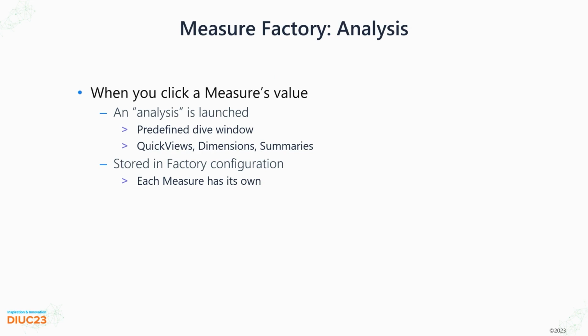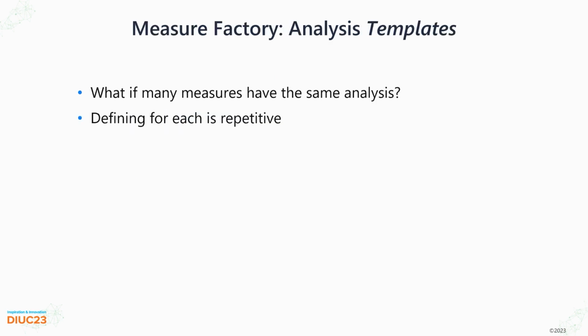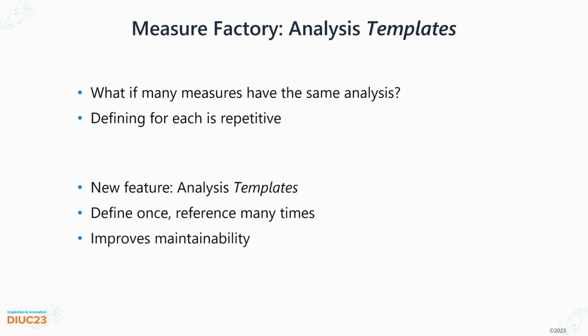This is a predefined dive window of quick views, dimensions, and summaries that should appear when the user clicks on a measure. Each measure has its own and could display a different analysis. However, we found that you often have many, maybe dozens of measures that should produce the same analysis. Previously, this would result in a lot of copy and pasting, and worse, if you wanted to make a change in the future, you'd have to change it in a lot of places. We've implemented the obvious correction for that, which is an analysis template, defined once, referenced many times, and you gain much improved maintainability over your measures.